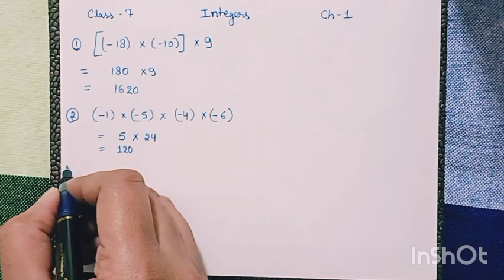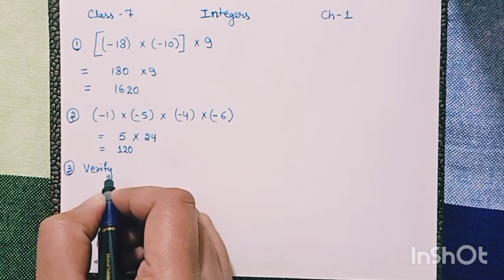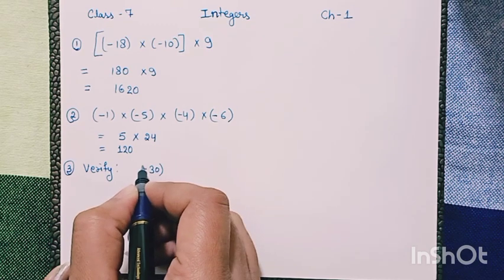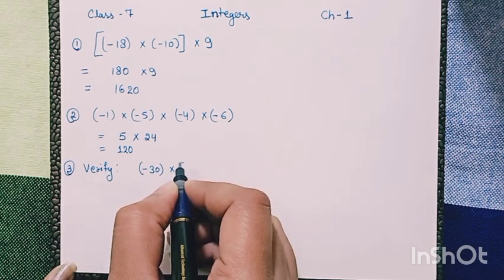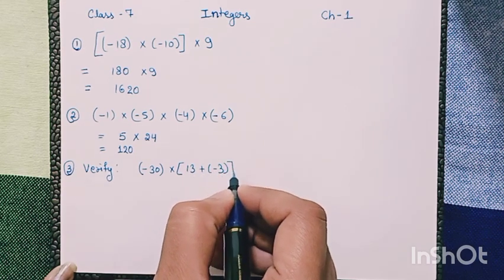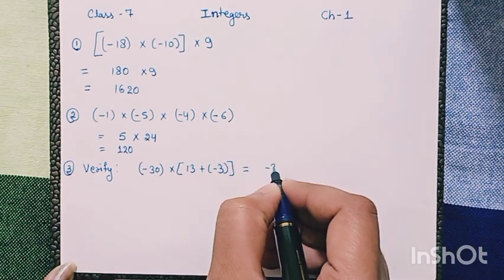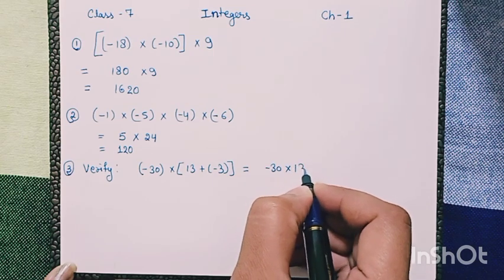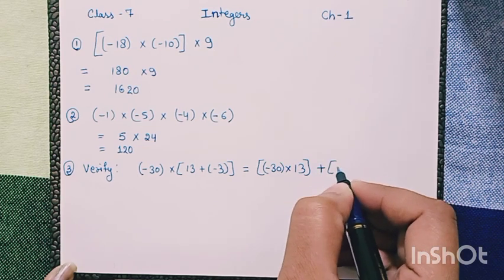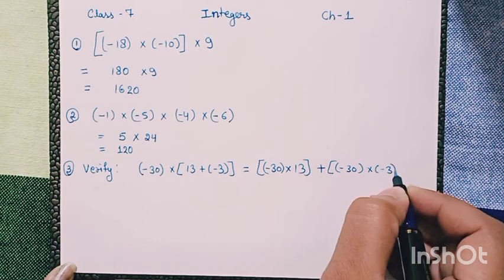Further, next are some verification questions regarding all your exercises. It's a verification. Let's see, it is what? Minus 30 in one bracket multiplied by 13 plus minus 3. You have to prove that this whole expression is equal to minus 30 multiplied by 13 in one bracket, and then plus minus 30 multiplied by minus 3.